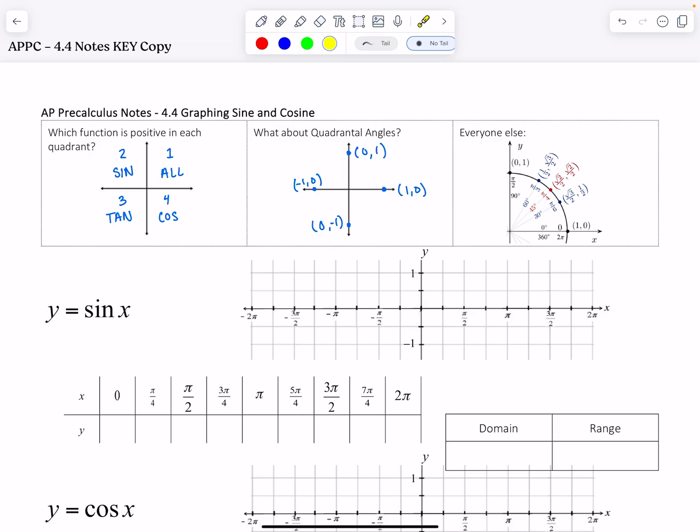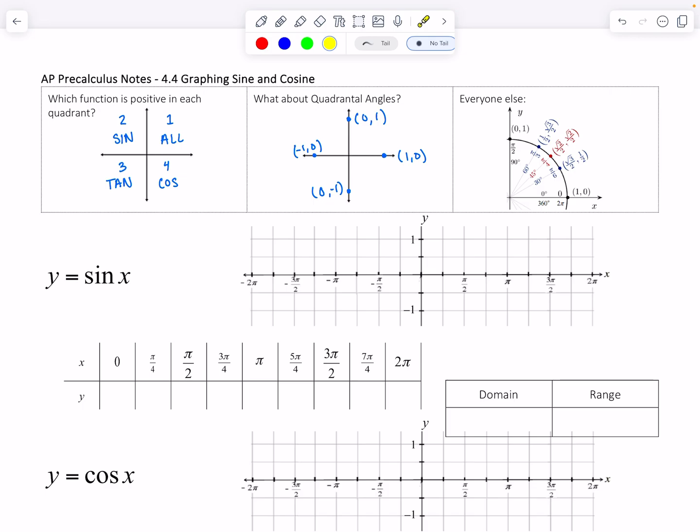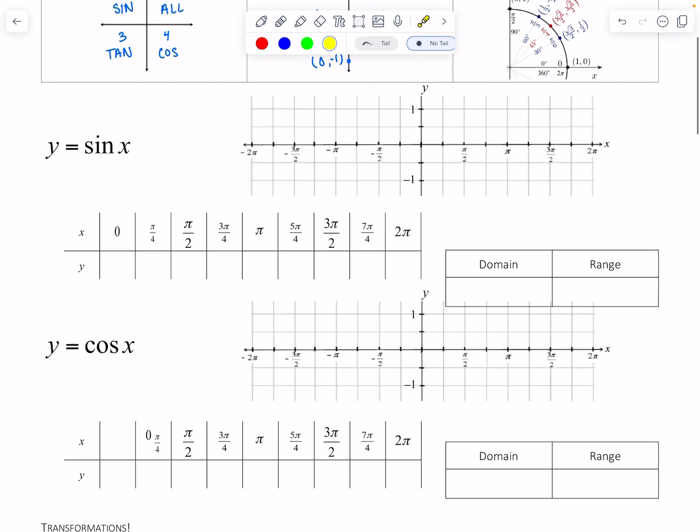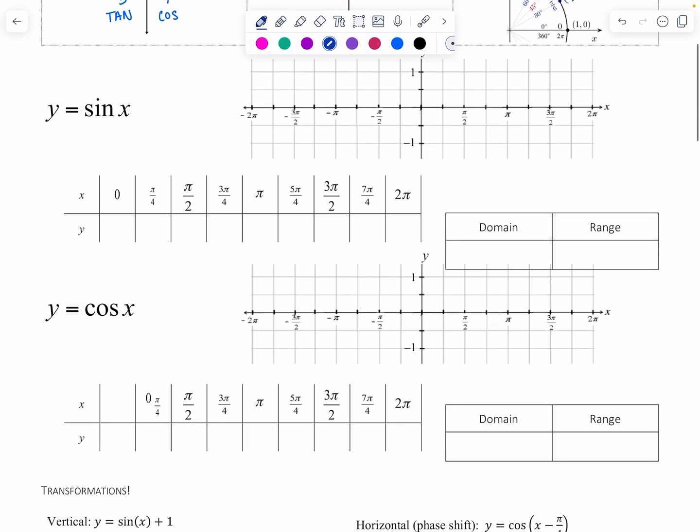So now let's go ahead and graph our sine function. If we think about the general idea, positive, negative, our values are going to be positive, positive, negative, negative, okay? So keep that in mind as we move through our sine function here. We're starting with 0, and sine of 0 is going to be 0.